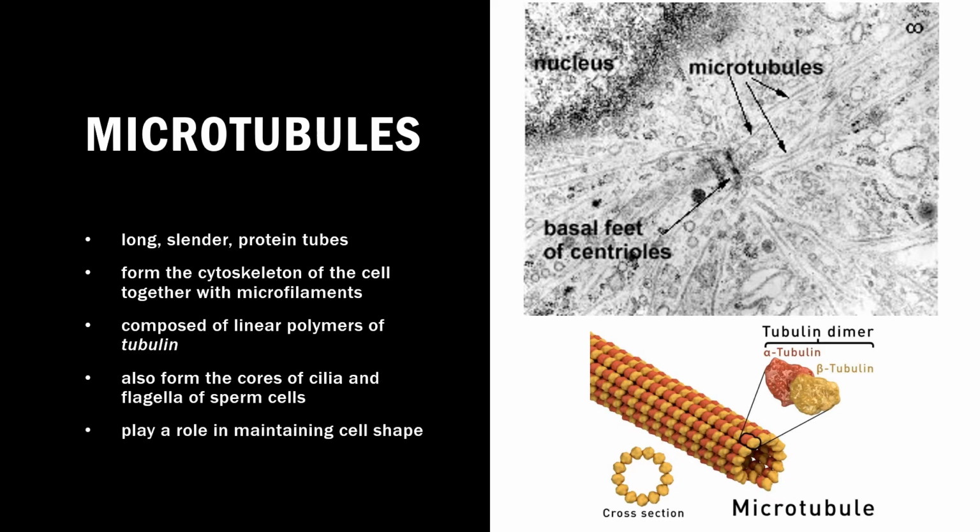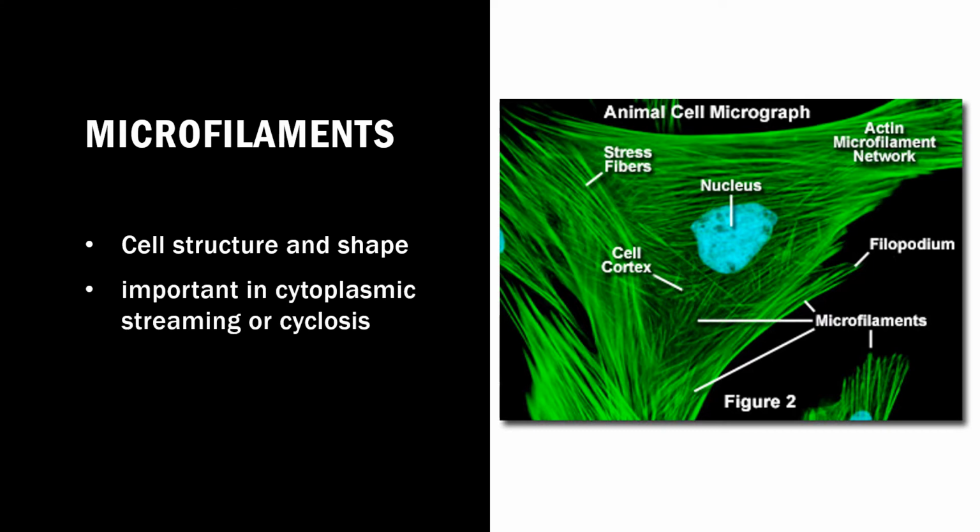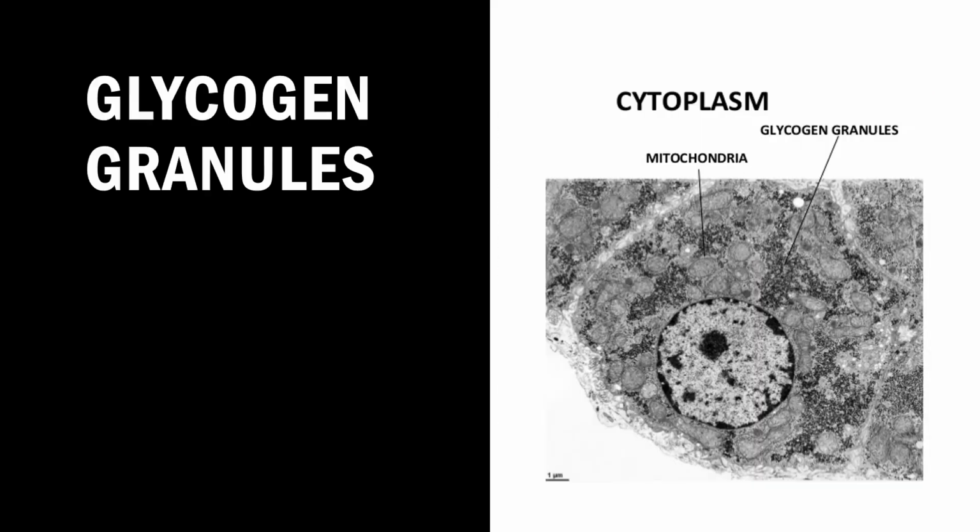Microtubules are also important because they play a role in maintaining the cell shape. Next, we have the microfilaments. The microfilaments are important because they help maintain the cell structure as well as its shape. They are also important in cytoplasmic streaming or cyclosis, and I'll be discussing this further in our synchronous session.